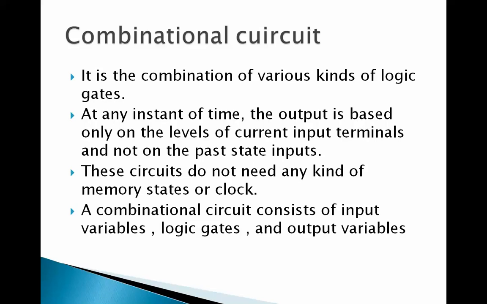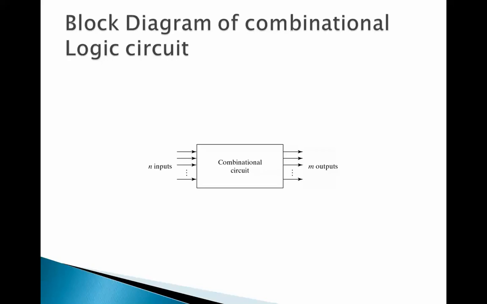These circuits do not need any kind of memory, states, or clock, and a combinational circuit consists of input variables, logic gates, and output variables. So here we have the basic block diagram of the combinational logic circuit, in which you can clearly see that we can have a number of inputs and a number of outputs, and in between the combinational circuit, which consists of different types of gates.